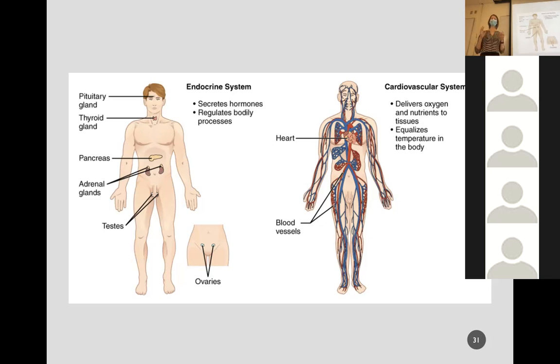Cardiovascular system, I think pretty much everyone is fairly familiar with. This is the heart and the blood vessels. Oxygen and nutrients are being delivered throughout the body via the cardiovascular system. And this, like the muscular system, helps maintain our internal temperature.